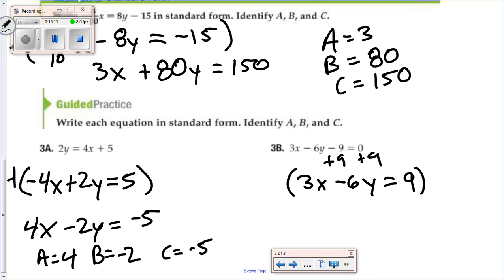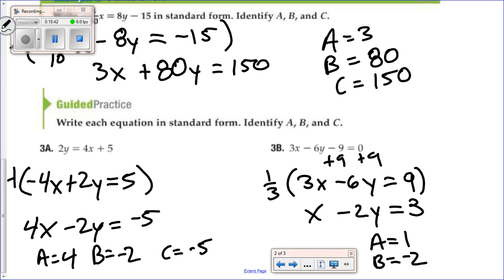So in order to get rid of that, we just divide everything by 3. That will give us x minus 2y is equal to 3. Just divide each term by 3. That gets rid of our factor of 3 in all of those. Now the greatest common factor of all 3 of these terms is 1. And so now we're able to identify a is equal to 1, b is equal to negative 2, and c is equal to 3. So this is the standard form here.